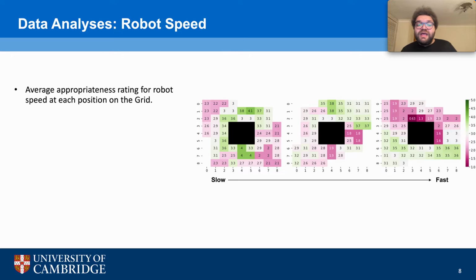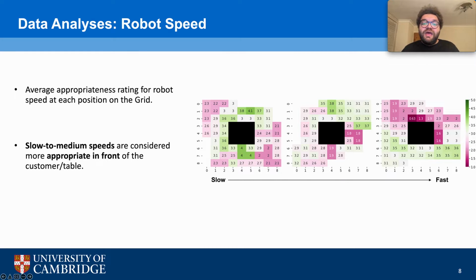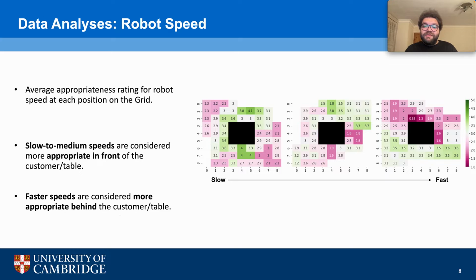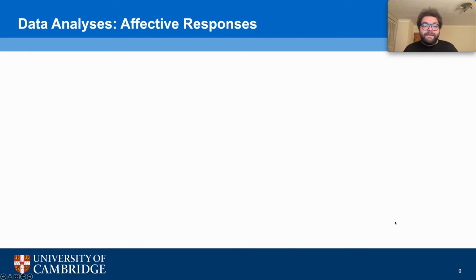For robot speed, we see that appropriateness of the speed of the robot varies with its positioning. For instance, slow to medium speeds are considered more appropriate when the robo-waiter is in front of the table, while faster speeds are considered to be more appropriate when it is behind.